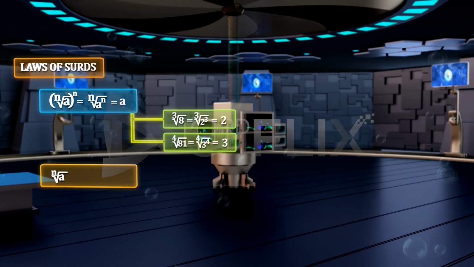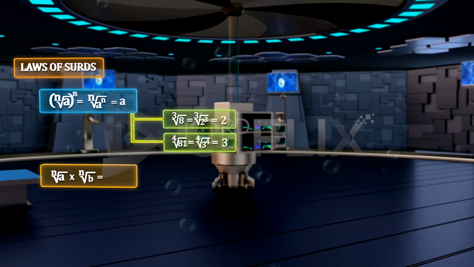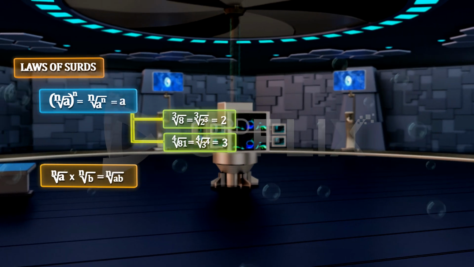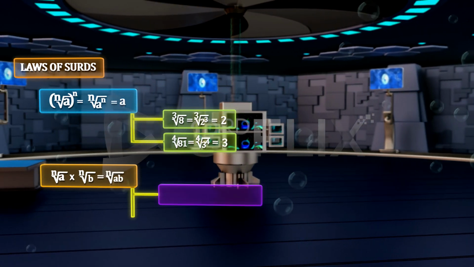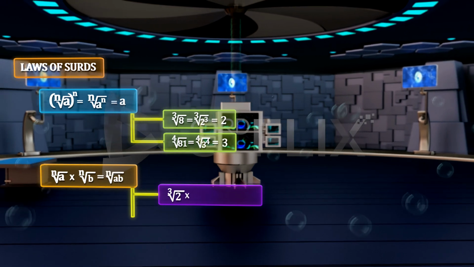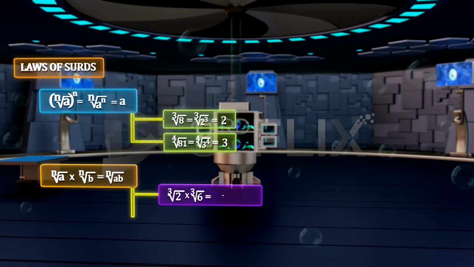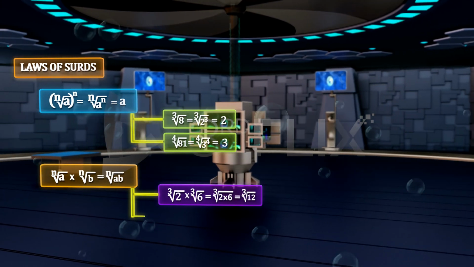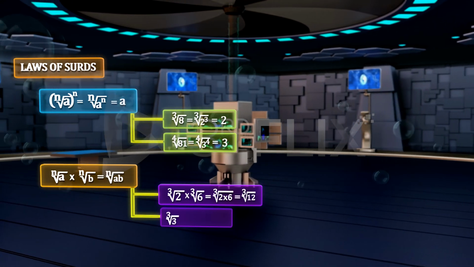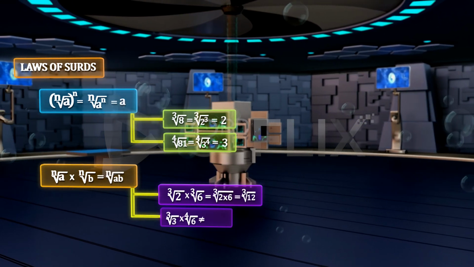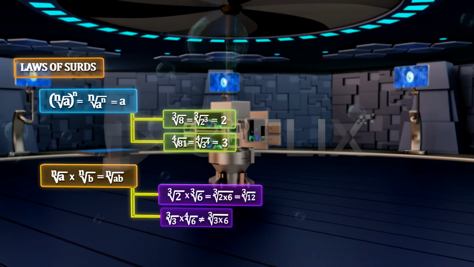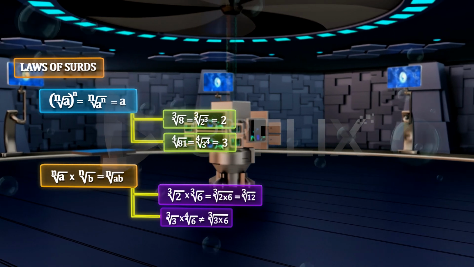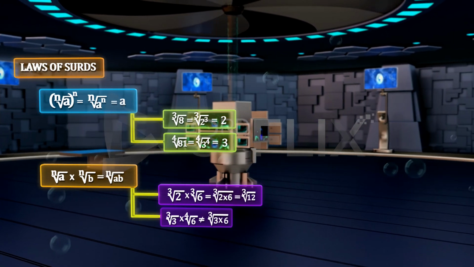Nth root a into nth root b equals nth root of ab. Here, the order should be the same. Example: cube root 2 into cube root 6 equals cube root of 2 into 6 equals cube root 12. But cube root 3 into fourth root 6 is not equal to root of 3 into 6 because the order is not the same. First, make their order the same, and then you can multiply.